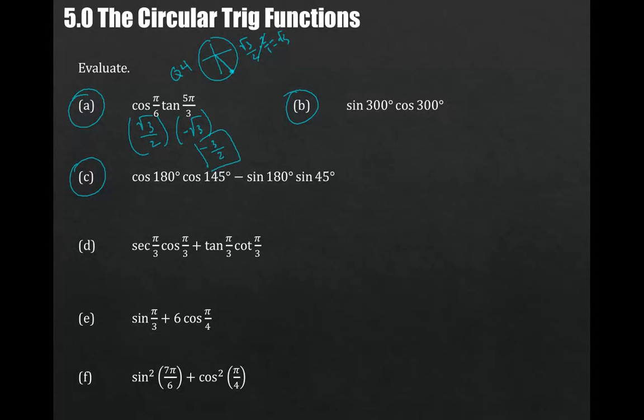The sine of 300 times the cosine of 300. This is interesting. Think about where 300 is. This is 360, so it's going to be 60 degrees less. It's the same exact reference angle, right? So the sine is going to be root 3 over 2, but it's going to be negative. And the cosine is going to be positive 1/2. So you're going to end up with negative root 3 over 4.